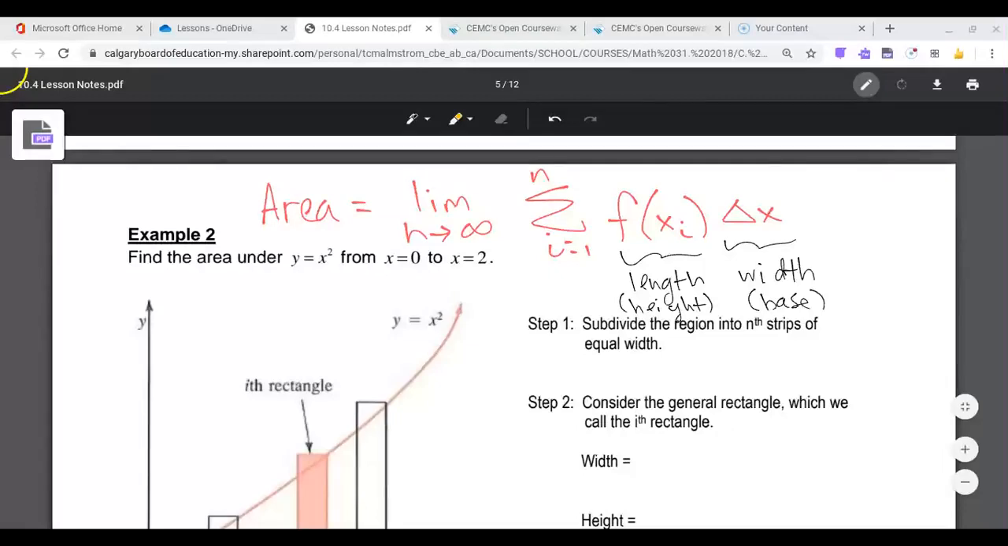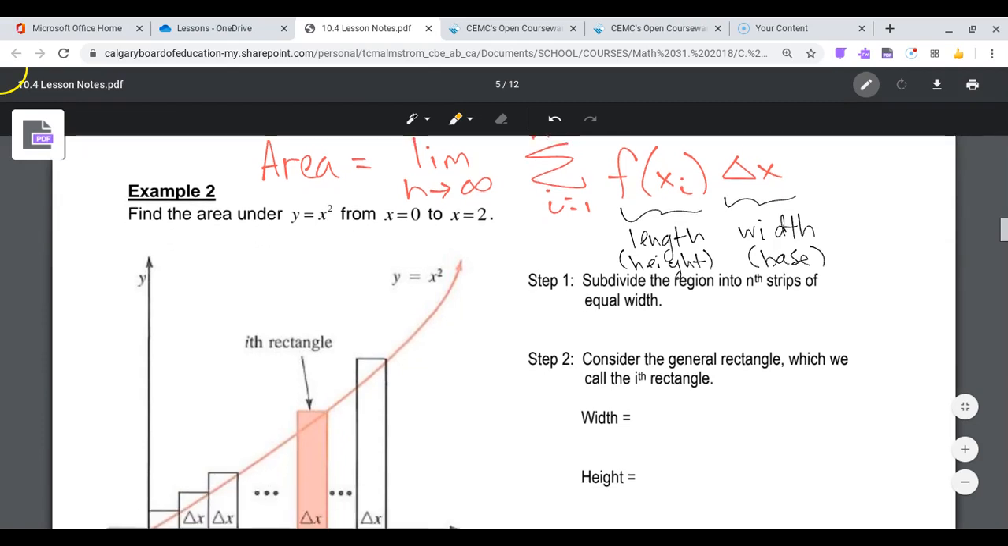So here we go. Area is equal to the limit as n goes to infinity of the sum. Remember, this little sigma guy means sum of the areas of each of my rectangles. So we have our height times our base, or our length times our width. So it's really important that the i is understood as some ith rectangle in the middle of my picture, in the middle of my sequence, okay?